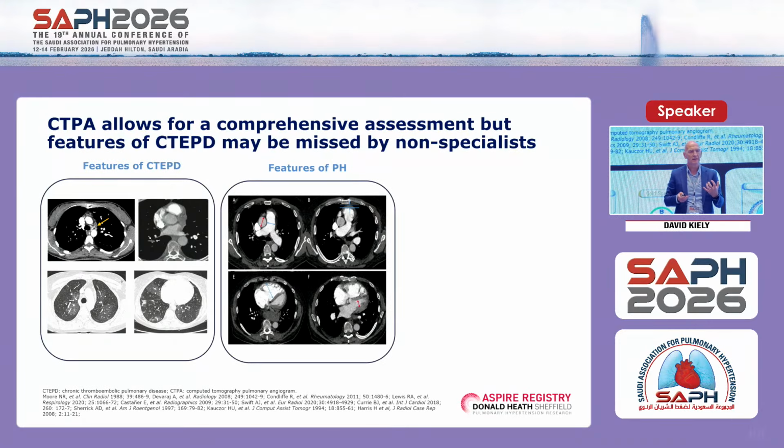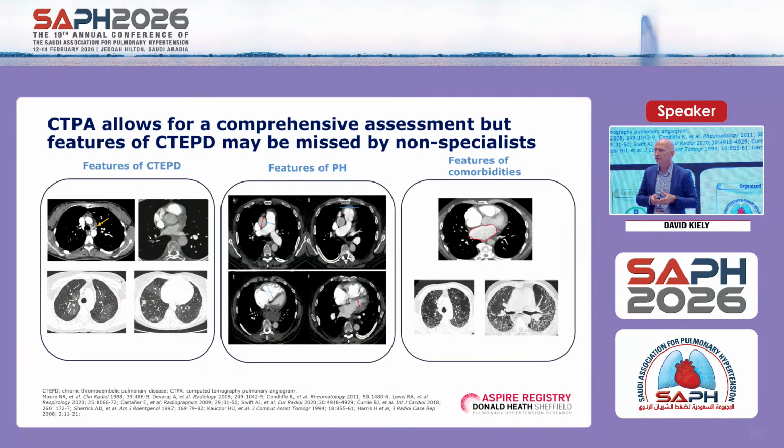What I do like about CT, though, and I mentioned this earlier, is you can find features of pulmonary hypertension: a big pulmonary artery, look in the outflow tract, that's why you see a compacted myocardium and right ventricular hypertrophy, and look at your RV-LV ratio.